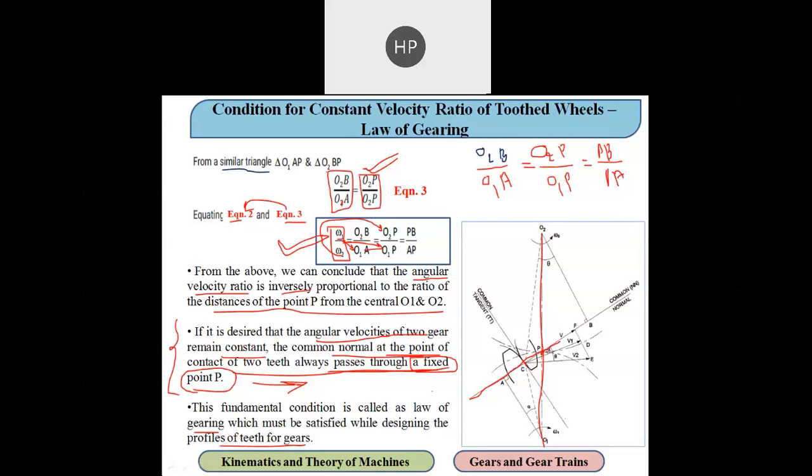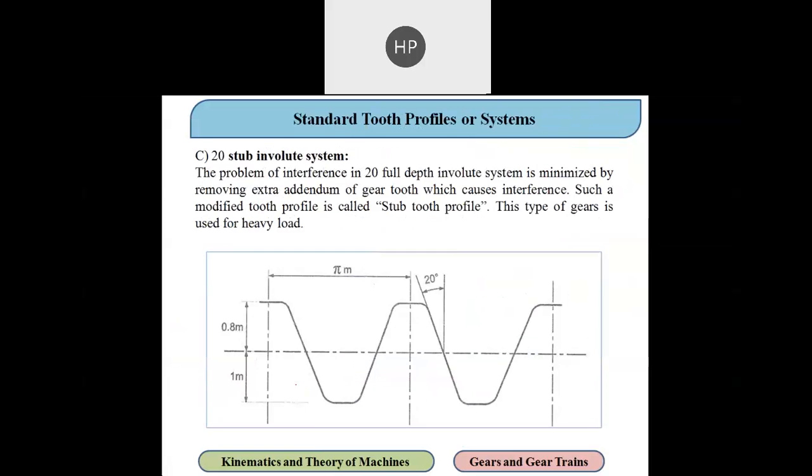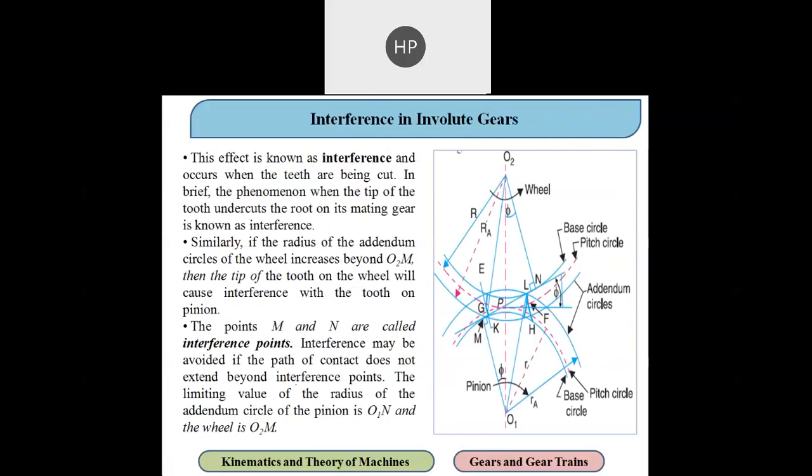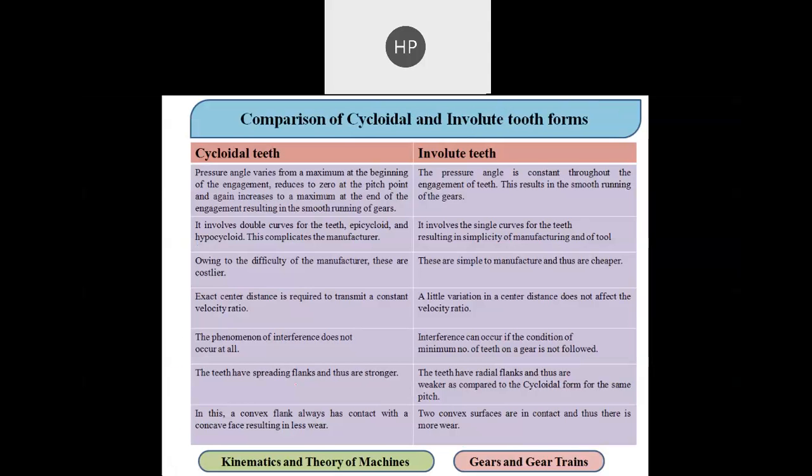Okay, so this is the end of this theory, the law of gearing. Now we will discuss some important profiles of a gear. There are two profiles of a gear. The first one is known as cycloidal tooth, and the second one is involute tooth.